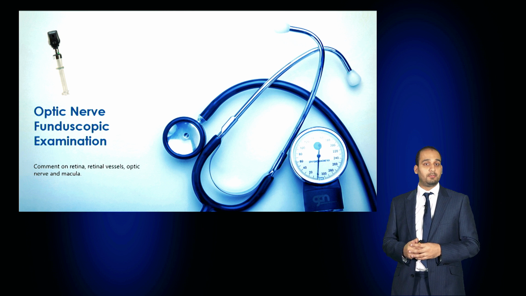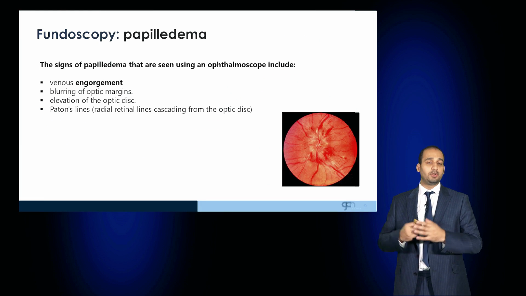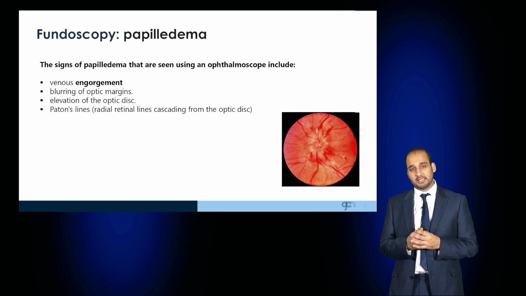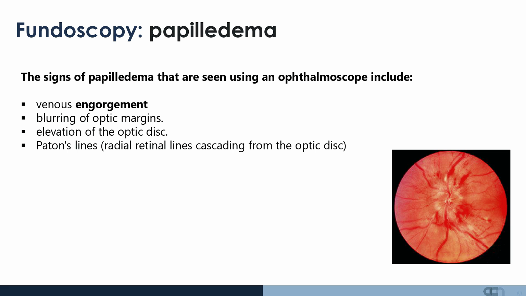Finally, move on to perform fundoscopic examination. You should comment on the retina, the vessels, the optic nerve, and the macula. An important finding you should be aware of is papilledema. The signs of papilledema on an ophthalmoscope include, as demonstrated here, venous engorgement, blurring of the optic margins, an elevation of the optic disc, and Paton's lines. These are radial retinal lines that cascade out from the optic disc.